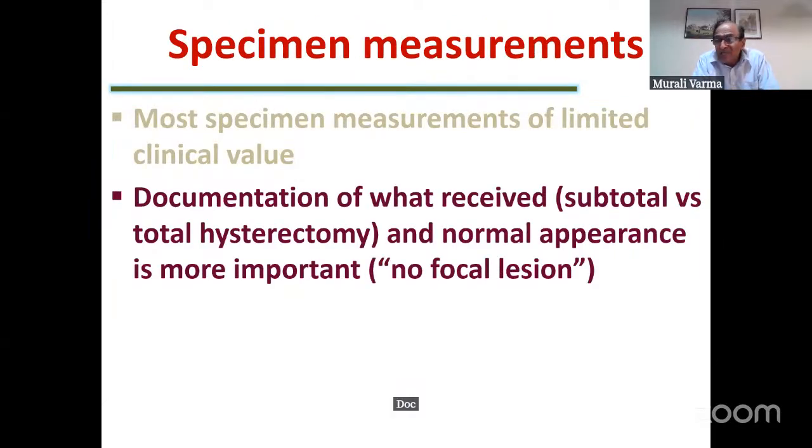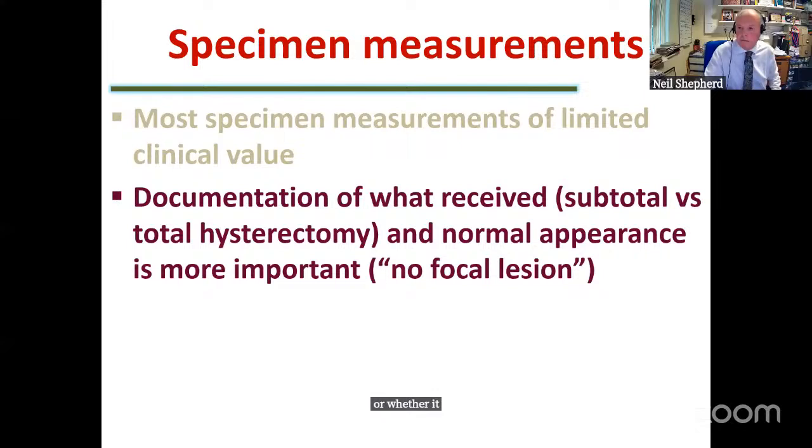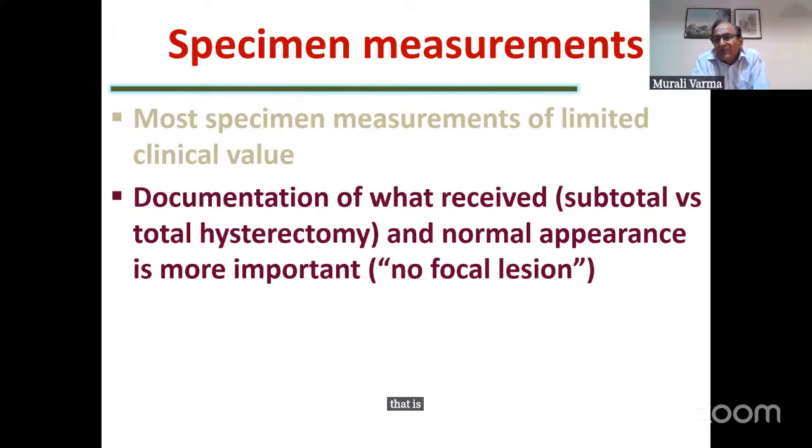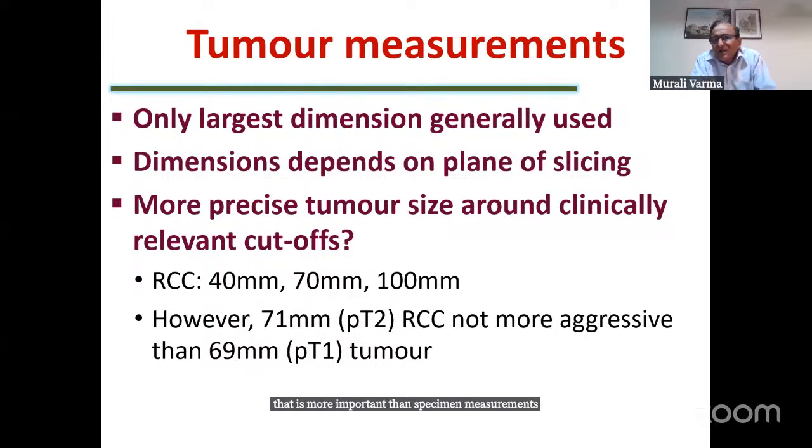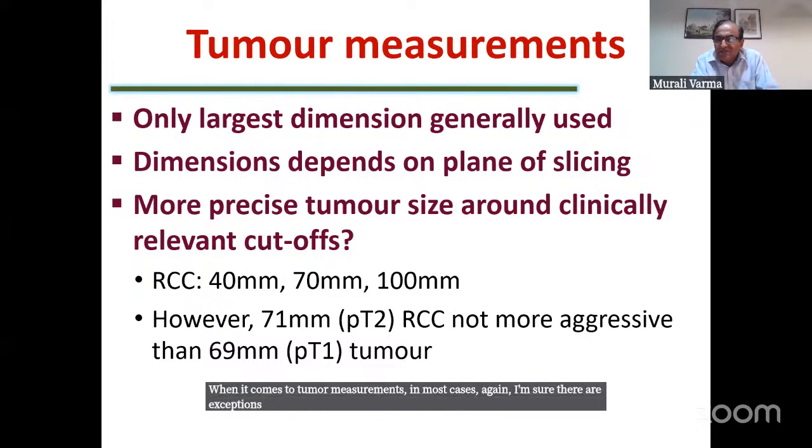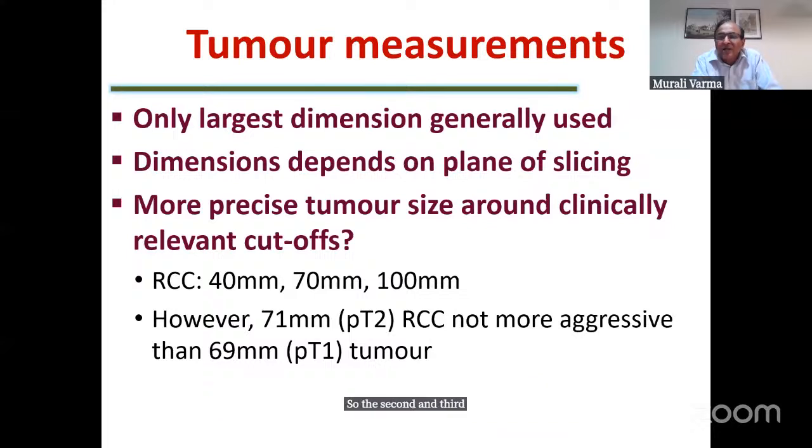Documentation of what was received, whether the hysterectomy was a total or a subtotal, or whether there was no focal lesion, is more important than specimen measurements in most cases. When it comes to tumor measurements, in most cases, again, I'm sure there are exceptions, the only dimension that the clinicians can use in their guidelines is the largest tumor dimension. So the second and third tumor dimensions really have no clinical utility.